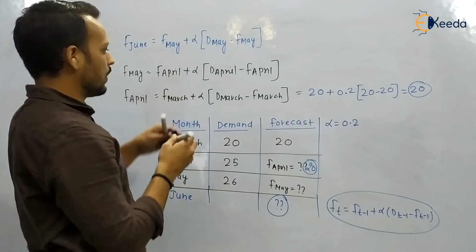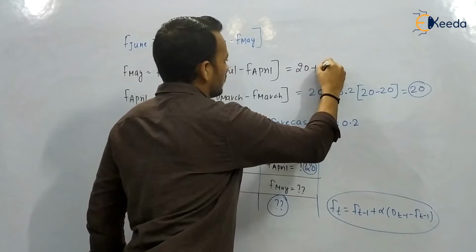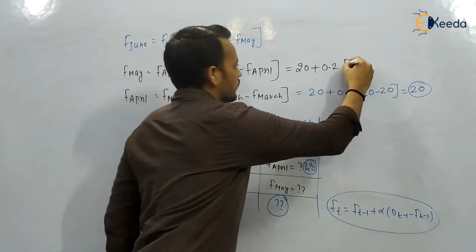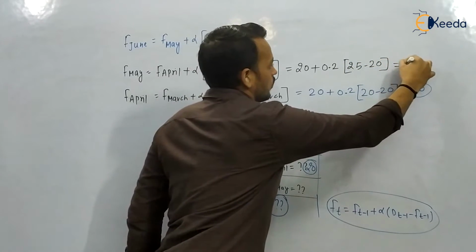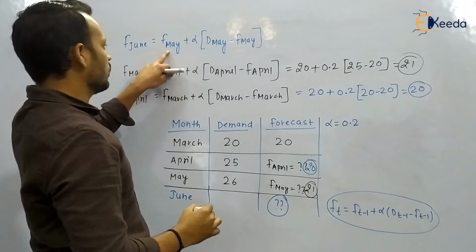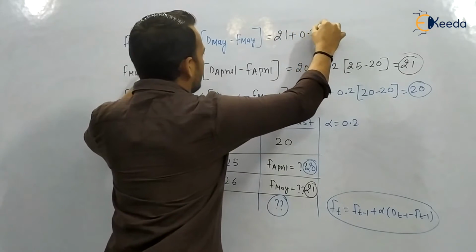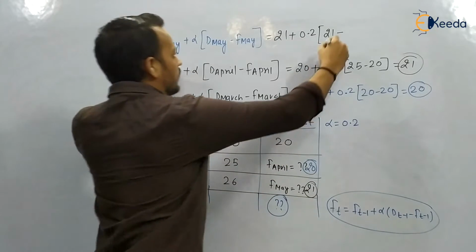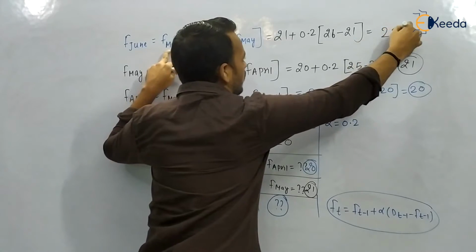Now we will put this F April here. The data of F April we will put here: 20 plus 0.2 into (D April is 25, 25 minus 20). So it is going to be 21. So here we have got 21. Now we will put the 21 here. So this is 21 plus 0.2 into (26 minus 21). So this is going to be 22.